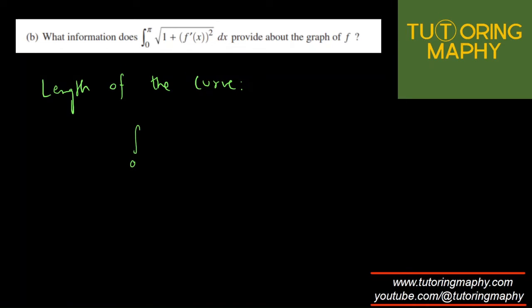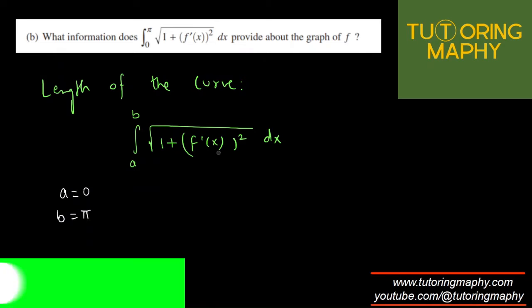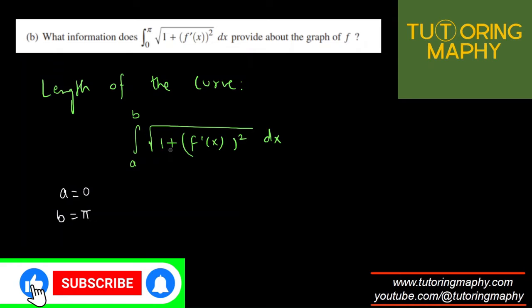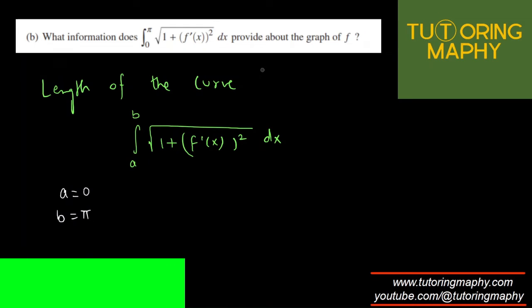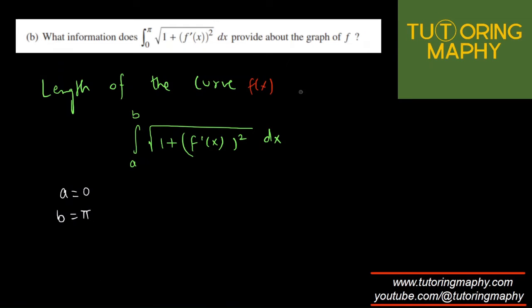The length of the curve from a to b is given by the integral from a to b of the square root of 1 plus f prime of x, whole squared, dx. And that's the exact thing which is written over here. If you realize, the value of a is 0, the value of b is pi, and f prime is just f prime. So can we agree that this expression denotes the length of the curve f of x from 0 to pi? So that is what this expression represents.